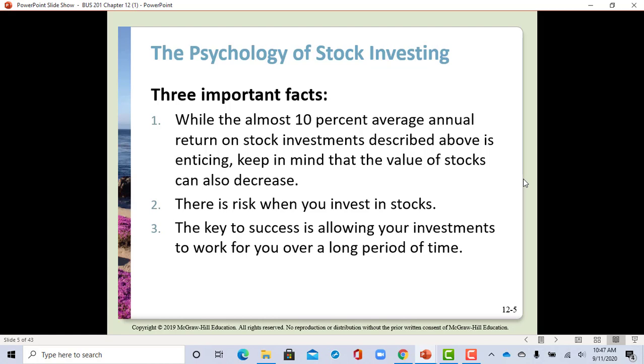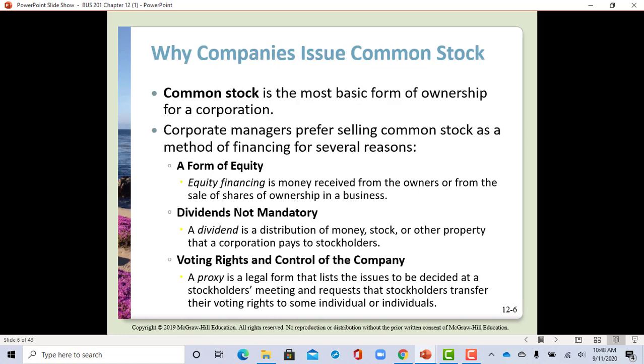While the almost 10% average annual return on stock investment described above is enticing, keep in mind that the value of stocks can also decrease. There is risk when you invest in stocks, and the key to success is allowing your investment to work for you over a long period of time.